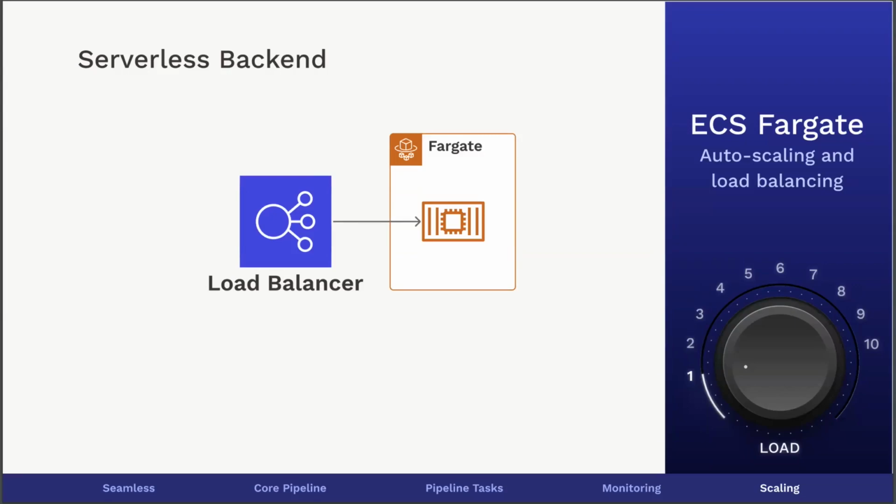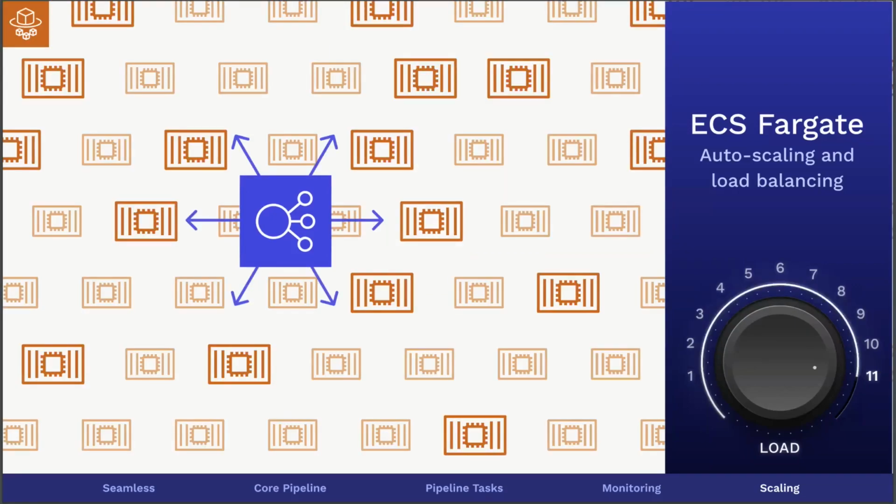This means that when load increases, Fargate will spin up as many containers as needed, automatically scaling to meet demand and distributing traffic with a load balancer. This enables the backend to handle high load. And that is the last feature we're going to cover today. Now, to bring everything together, Ethan is going to present the final Seamless architecture.